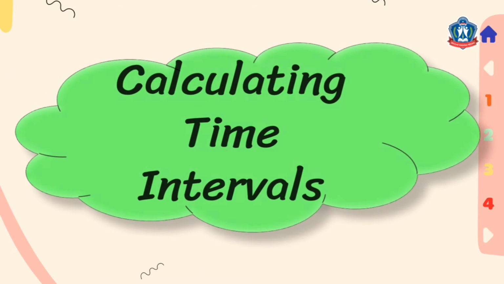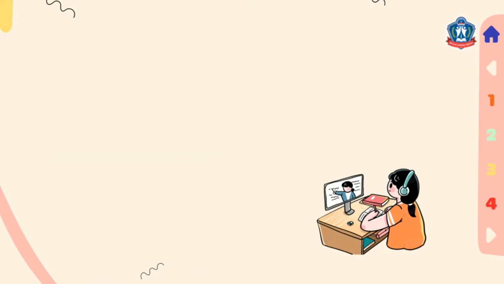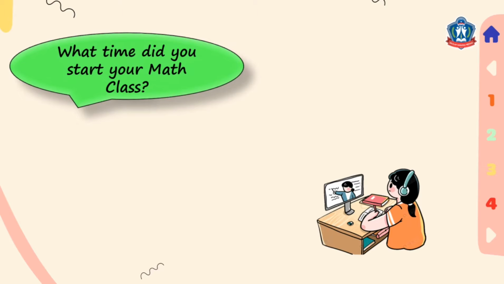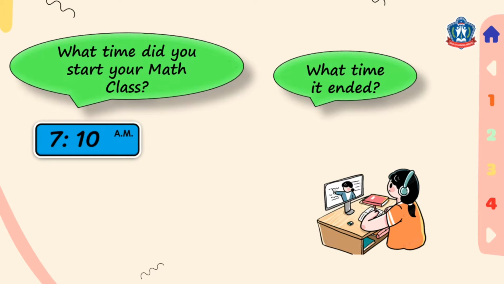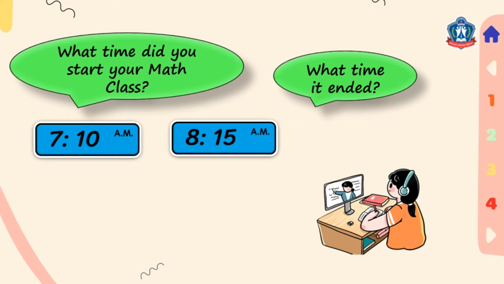Now let's study how to calculate time intervals. Time interval, children, is the amount of time between two given points of time. For example, look at the girl. What time did you start your math class? For example, you have your math class. What time did you start and what time did it end? Let's say that your math class starts from 7:10 a.m. and it ended 8:15 a.m. So how long is your math class? Try to find the answer.